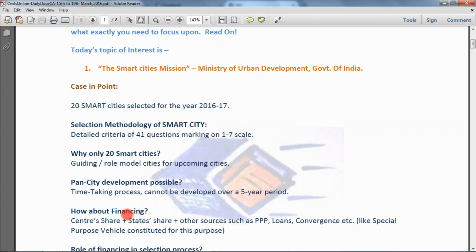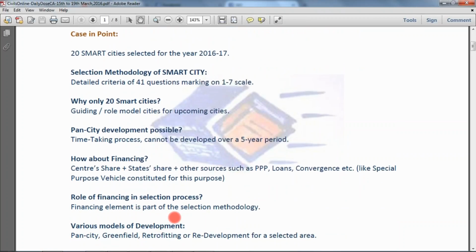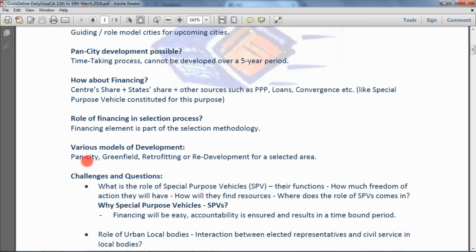How about financing? There will be the center's share and then the state share, then other resources such as public-private partnership, loans, and convergence. There is a special purpose vehicle constituted particularly for this purpose. We will discuss this below. The financing element is a part of the selection methodology, yes. And there are various models of development: pan-city, greenfield, and retrofitting or redevelopment for a selected area.